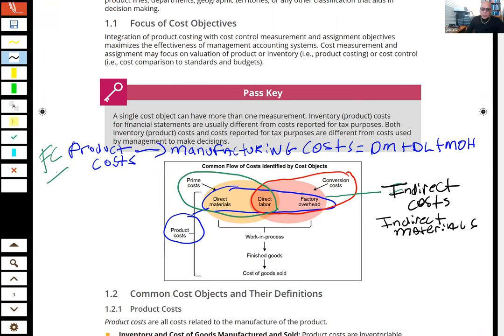But if we wanted to be that precise with the glue, we could. But the company might determine, well, that difficulty is not worth it to us. So we're going to treat that, to trace directly to the product, as an indirect material.